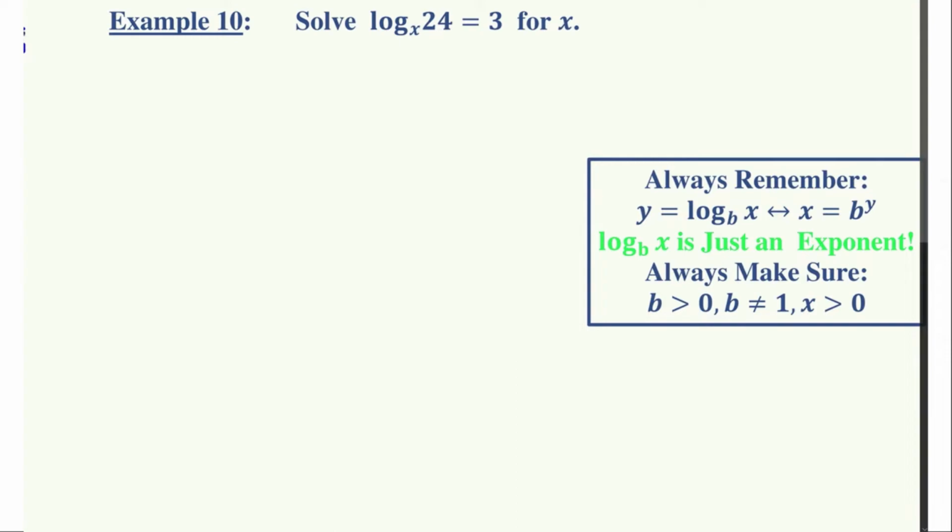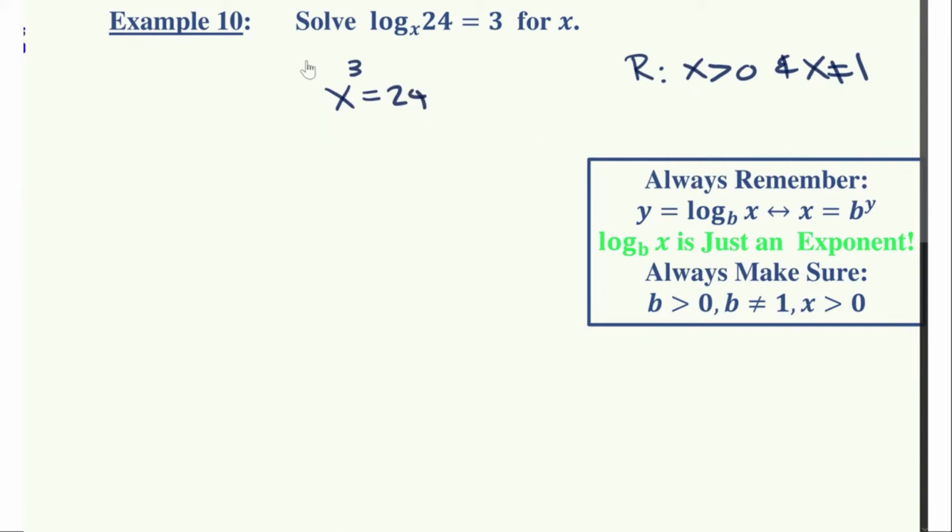So we know that the restrictions on the value of x are that x should be greater than 0 and x should not be equal to 1. So with that in mind, we proceed with solving. Now we're going to use this definition of logarithms to convert this logarithmic equation to its exponential equivalent form, and we end up with x to the power of 3 equals 24.